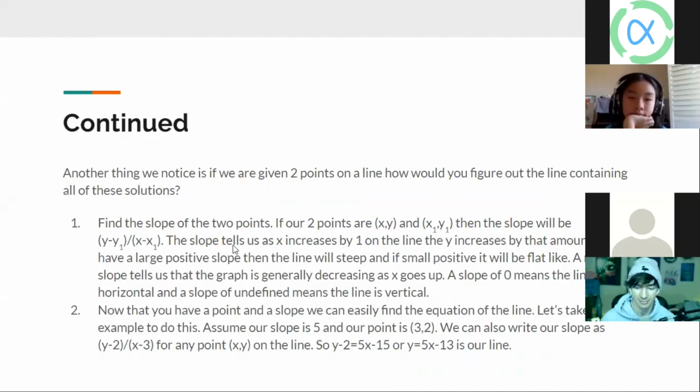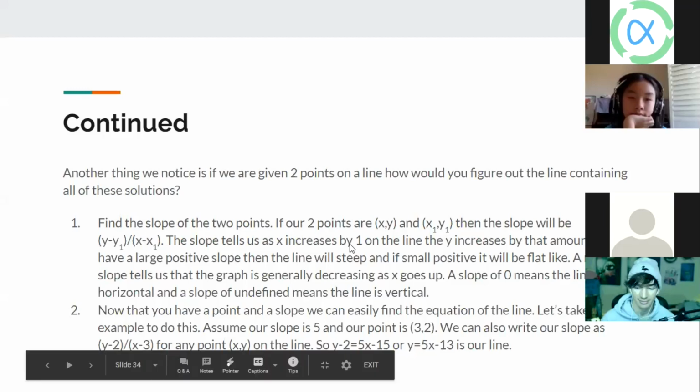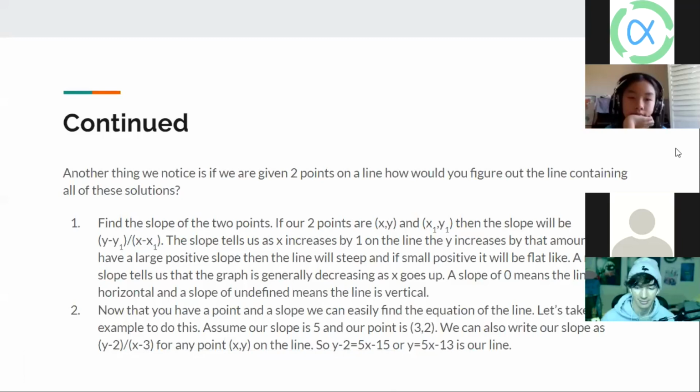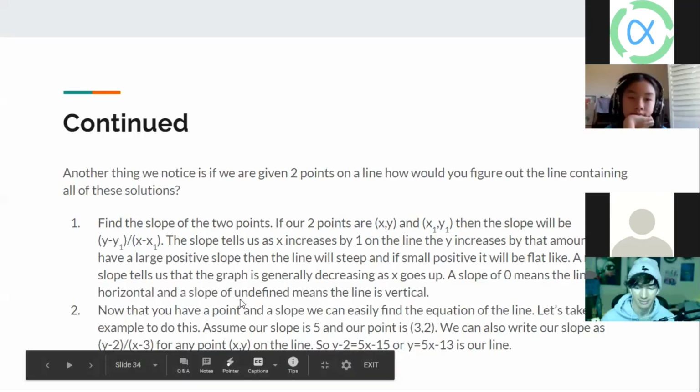The slope tells us that as x increases by 1 on the line, y increases by the slope. So if the slope is 2, every time x goes up by 1, y goes up by 2. If we have a large positive slope, the line will be steep, and if it's a small positive slope, it will be flat. A negative slope tells us the graph is generally decreasing as x goes up. A slope of 0 means the line is horizontal, and an undefined slope means the line is vertical, because x is not really changing.